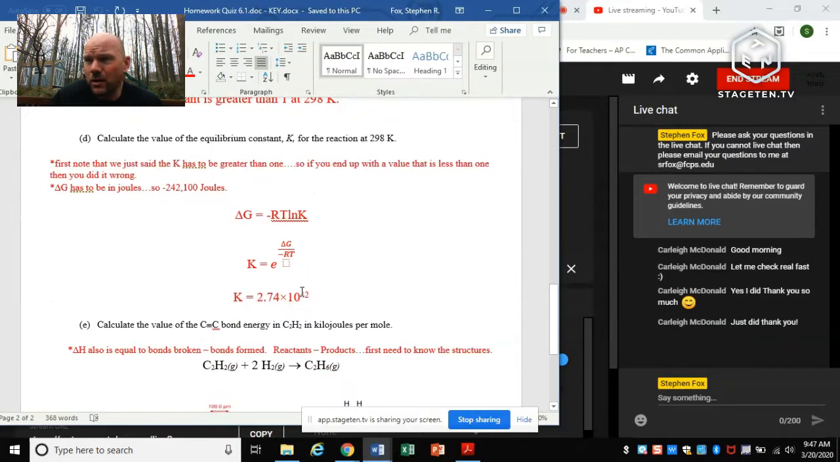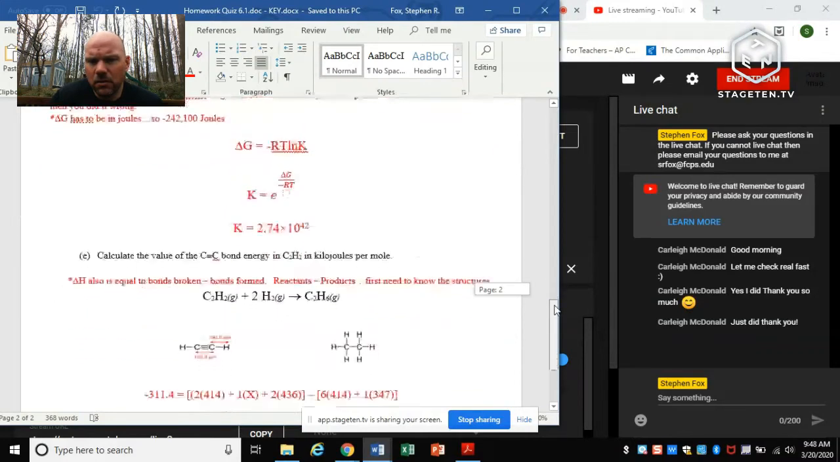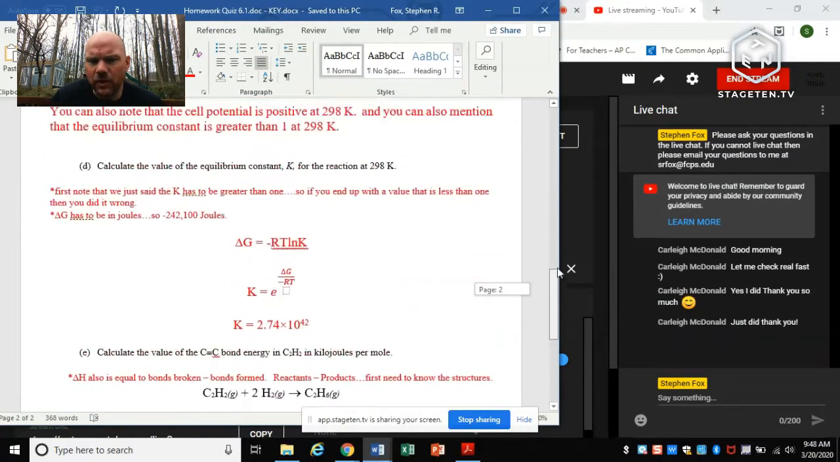And then down here, again, if you have a negative delta G, you should get a KEQ that's greater than 1. If you have a positive delta G, then you should get a KEQ that's less than 1. So a lot of people did get a negative delta G, and then when they solved for K, they got a value that was less than 1. So that should have made you think something might have gone wrong in your calculation.